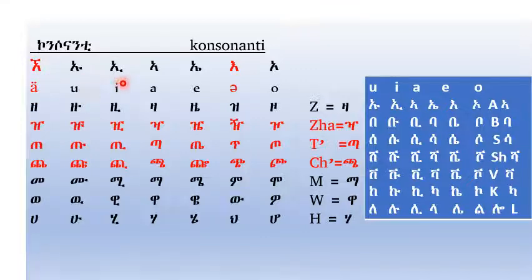U, I, E, O. Now I know Swahili also has them, but they don't want to write it. Now writing B will help you write many words based on that single letter.